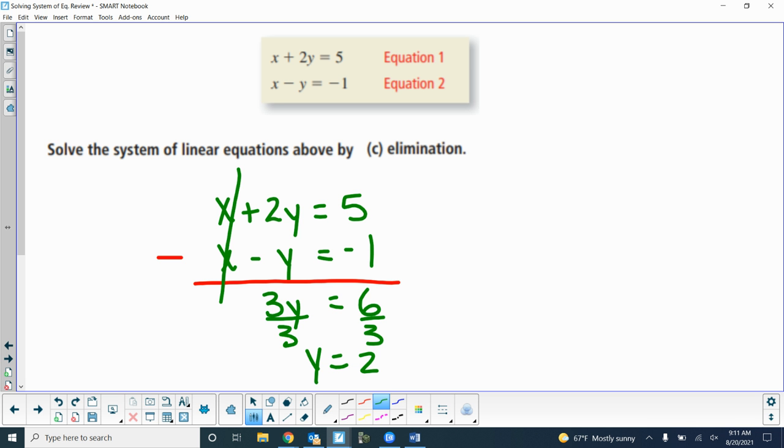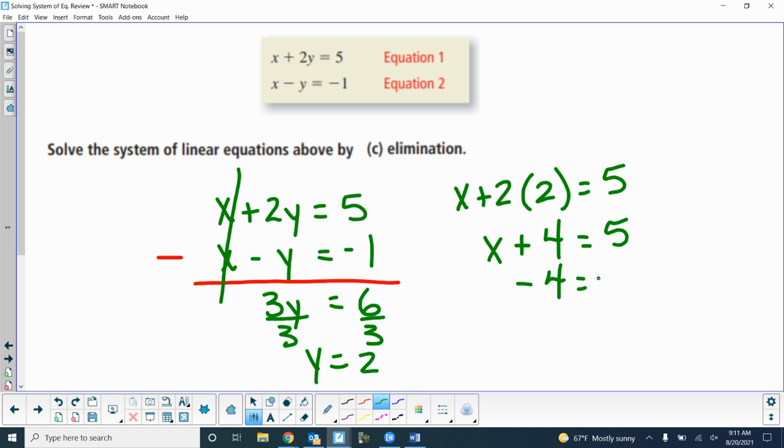Now what do I do to figure out the x? Substitute in, right? Does it matter which one, top or bottom, that I substitute in? No, again, that's your choice. Let's just do the top one. So this is going to be x plus 2 times y, which we figured out to be 2, equals 5, which is x plus 4 equals 5. And solve for x, get x by itself, and we get the same answer, which is what we're supposed to get, right? Same problem, same answer. Just 3 different methods.